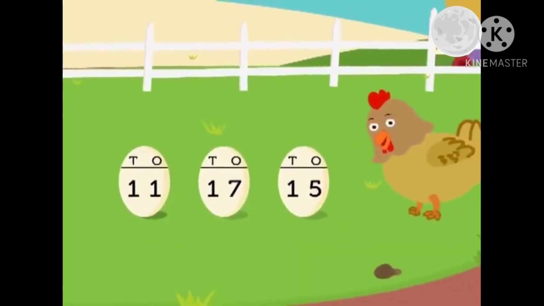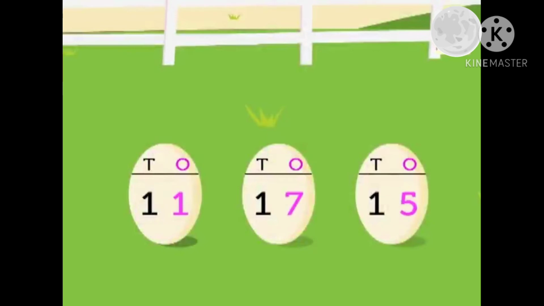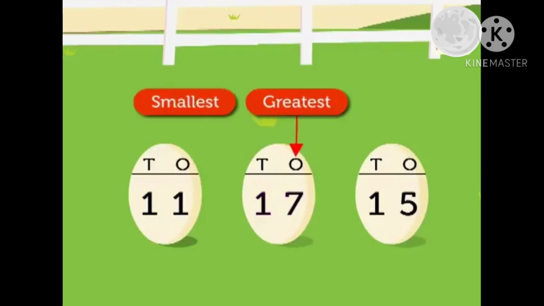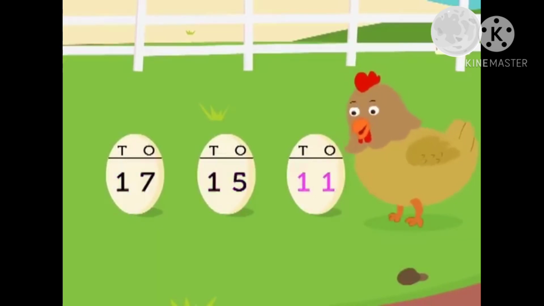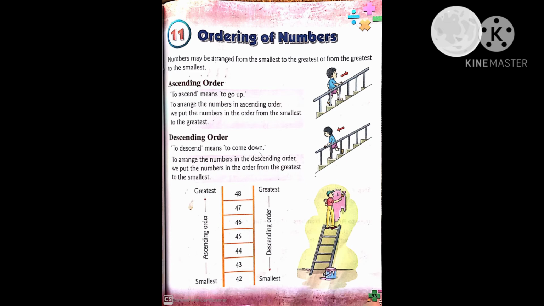Firstly, let's compare the ones, as each number has ones and tens. There is 1 one in 11, 7 ones in 17 and 5 ones in 15. So which is the greatest and the smallest here? The greatest is 7 ones in 17 and smallest is 1 one in 11. Hence, the descending order is 17, 15 and 11. So, I hope that you all have understood how to order the numbers in ascending and in descending.